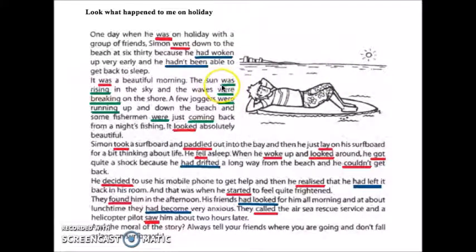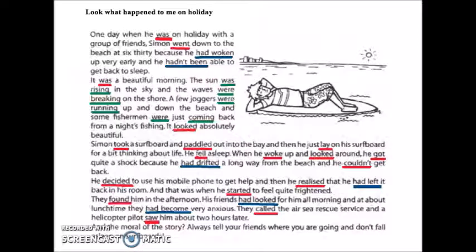It's called the past continuous. So just imagine, that's the story here. Simon went down to the beach at 6:30. And the green one here says what was actually going on at that exact moment when he came to the beach. So the sun was rising in the sky and the waves were breaking on the shore. A few joggers were running up and down the beach, and some fishermen were just coming back from a night's fishing. So this is not like one past simple and then another one.